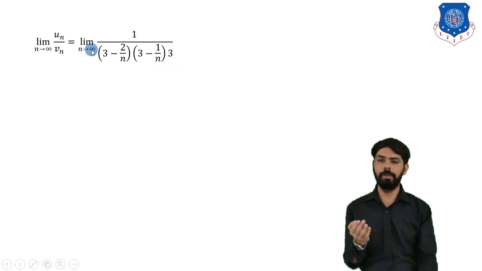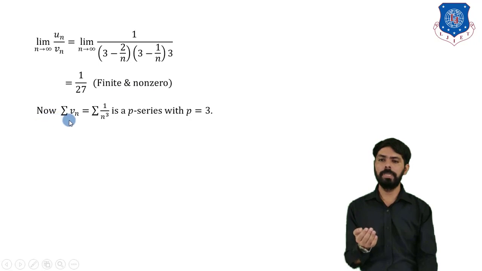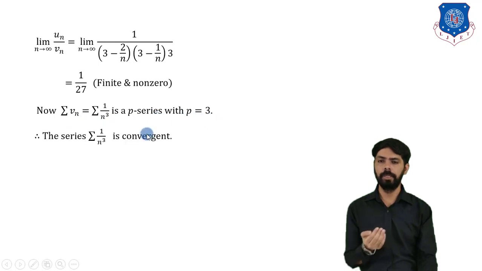So here we will replace n by infinity. Here 2 by infinity will be 0, same way 1 by infinity will be 0. So here it will be 1 divided by 3 into 3 into 3, so it will be 1 divided by 27, which is finite and non-zero. Now sigma Vn is equal to sigma 1 divided by n cube, which is a p series with p equal to 3. Therefore the series sigma 1 divided by n cube is convergent.